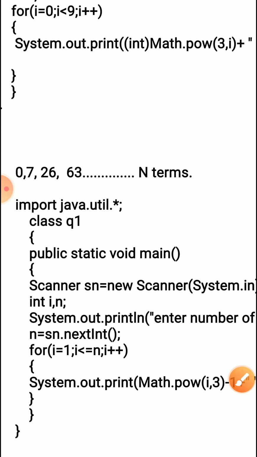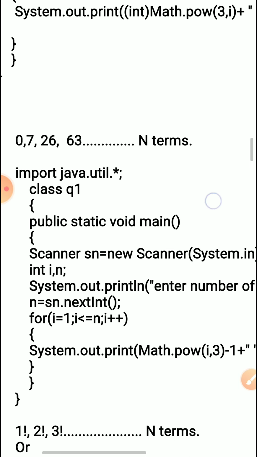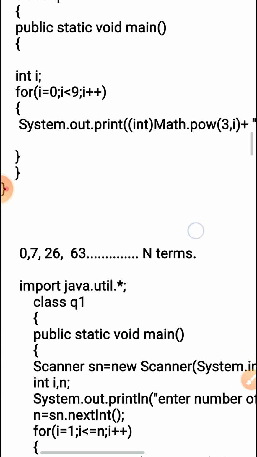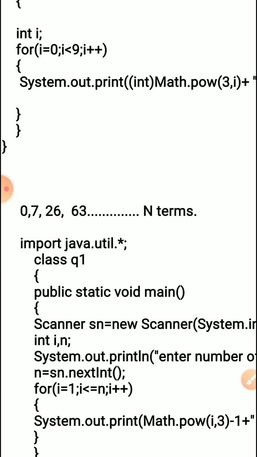Next series is 0, 7, 26, 63. Now if you remember perfect squares, if you have done some calculation, it will come to your mind. 1 square is 1. No, so it is not the perfect square. 1, 8, 27, 64. So it is 1 cube minus 1, 2 cube minus 1, 3 cube minus 1, 4 cube minus 1.